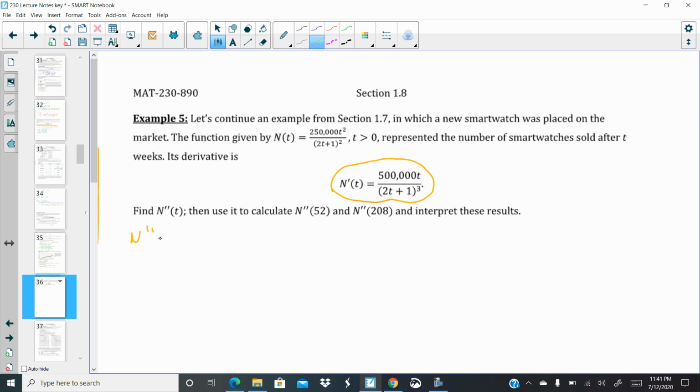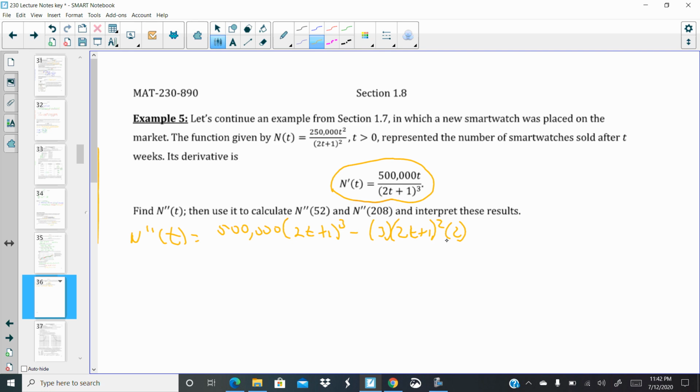Well, the second derivative is the derivative of the first derivative. So once again, this is going to be a quotient rule. Within the quotient rule on the bottom, we have to do the chain rule. So the derivative of the top is 500,000 times the bottom, exactly like it is, minus the derivative of the bottom, now is our chain rule. We'll bring the 3 out to the front. 2t plus 1. Reduce the power by 1. Don't forget now to multiply by the derivative of the inside of that parentheses, which is just 2.